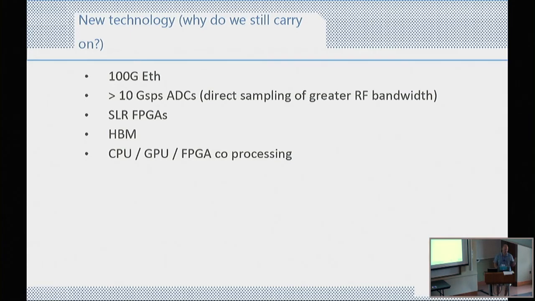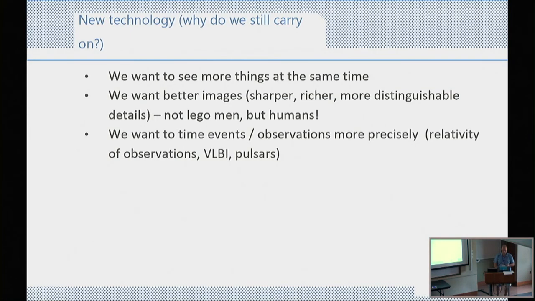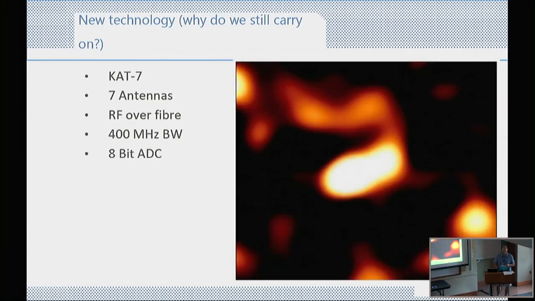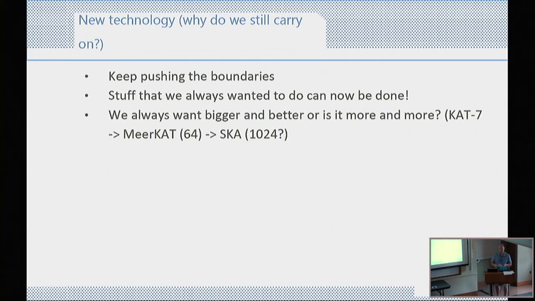And you can have equations and stuff, but in the end, we want to see more things. We want to see more things at the same time. We want to have sharper and better images. We don't want to see Lego men. We actually want to see people's faces, and we want to do more observations, get a better quality of observations, and measure better.